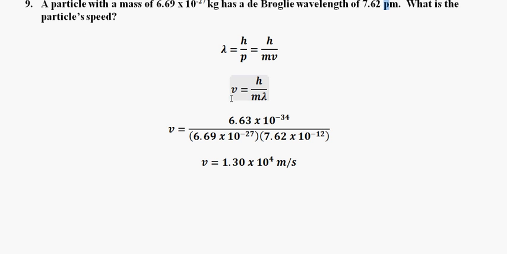All right, so once I isolated for this variable, I plug numbers into my equation. There's Planck's constant, there's the mass, there's the wavelength, and the next thing you know, I got the velocity is 1.3 times 10 to the 4 meters per second. That's 13,000 meters a second. That's moving on. That tells you how to use the de Broglie wave equation.